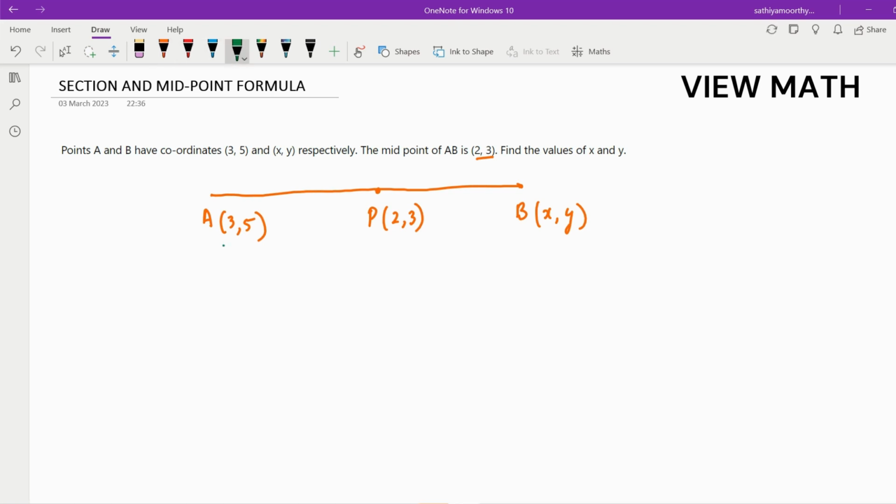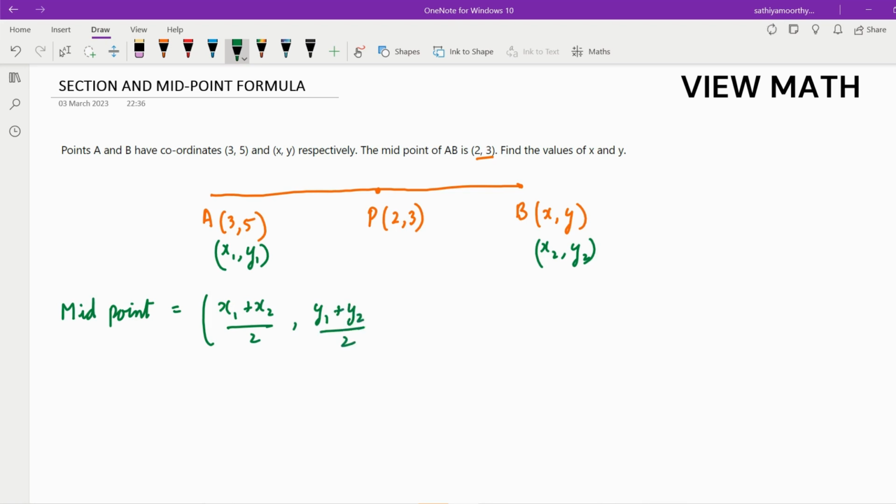So this is x1, y1 and this is x2, y2. So I'm going to use the midpoint formula to find out x and y. Let me write the midpoint formula. Midpoint is equal to x1 plus x2 by 2, y1 plus y2 by 2. So let me substitute the midpoint. They have given it is 2, 3. So I'm going to substitute it here, 2, 3.